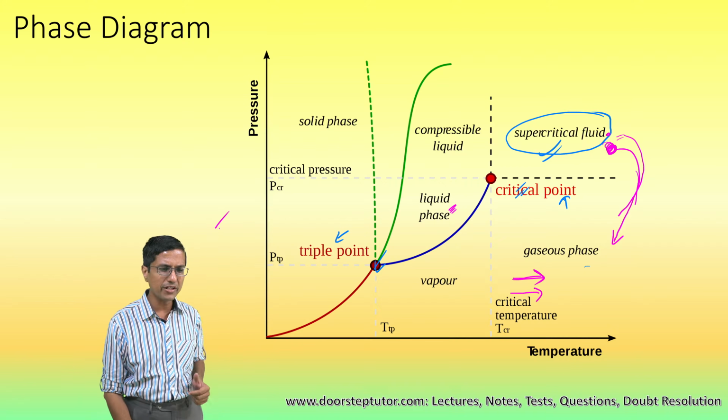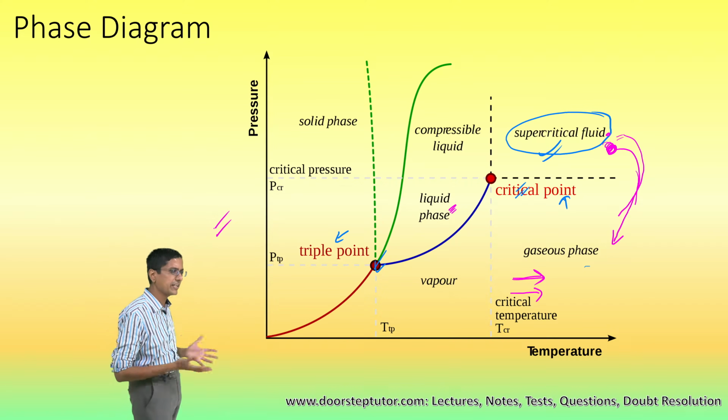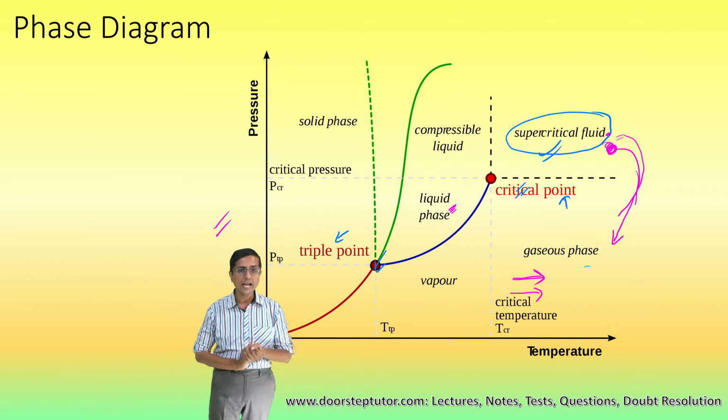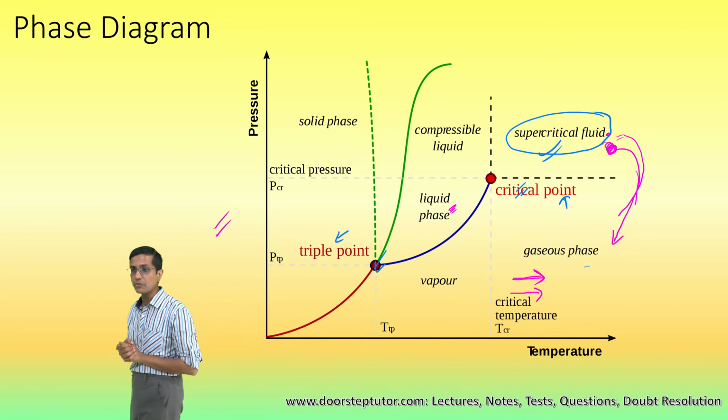Okay, so with this we have understood everything about the phase diagrams, how to read the diagrams, what the important points on the diagram are, and of course about the phase transition lines and what they tell us.